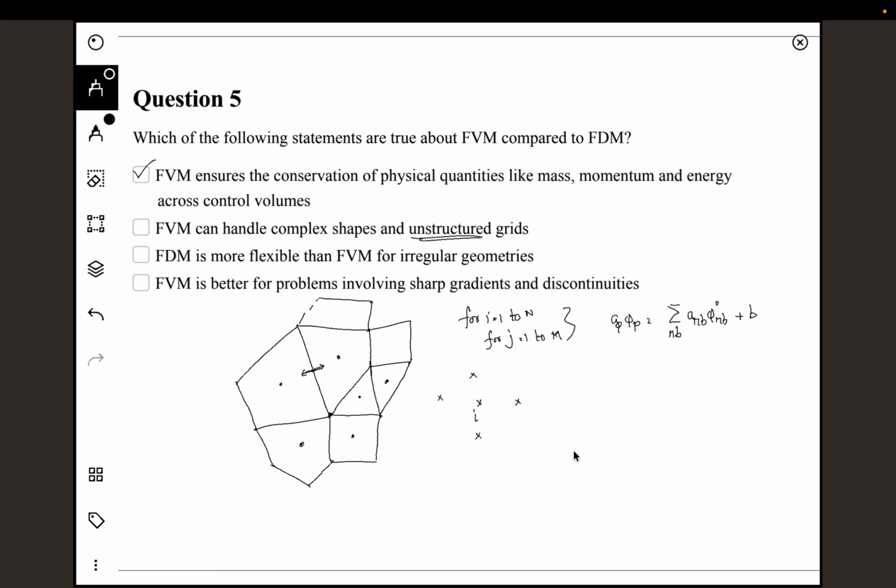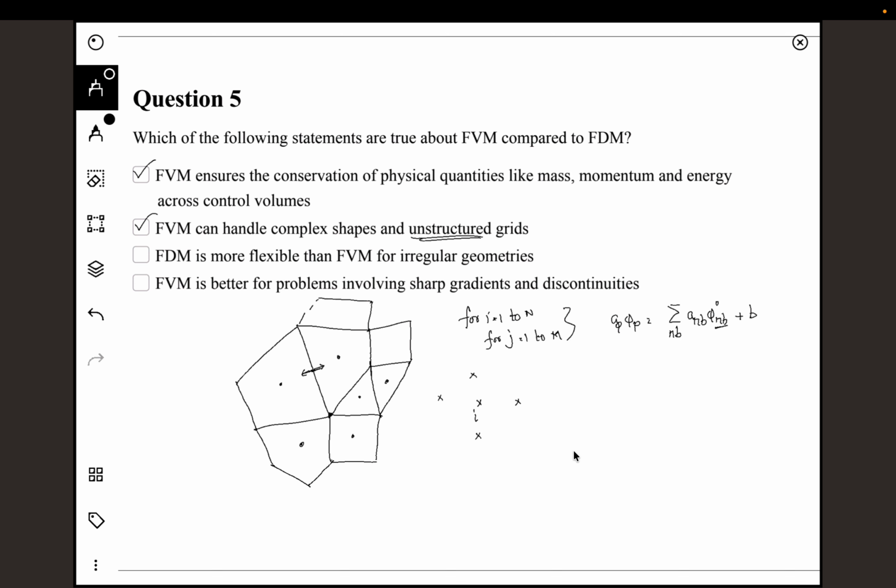But the advantage here is in finite volume, because as long as you have these values, you don't have to worry about anything. You just have to solve this directly, which is very simple with the finite volume method. The overhead is more of a computational overhead, but from an implementation point of view, it doesn't make a difference whether it is structured or unstructured.